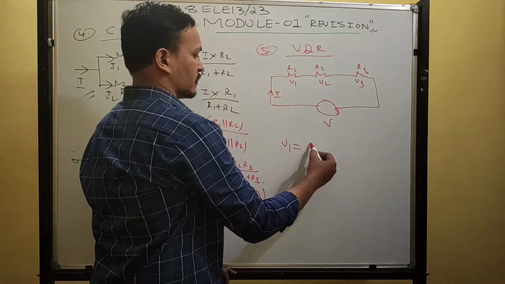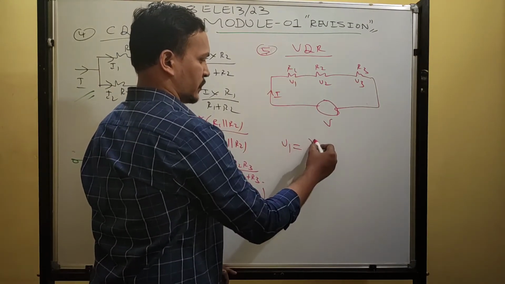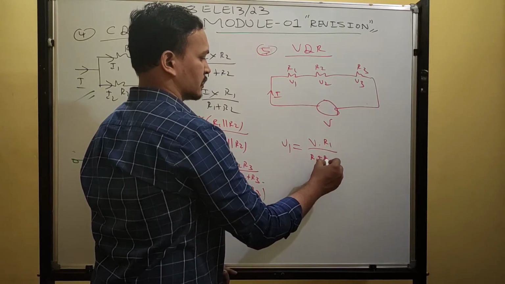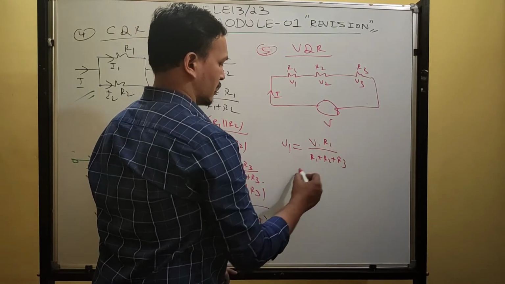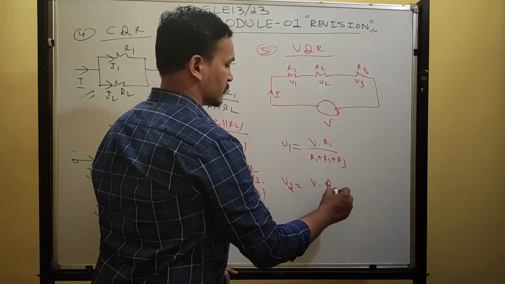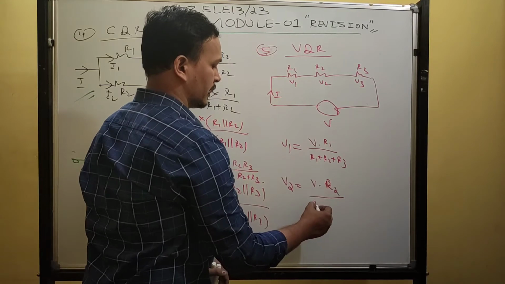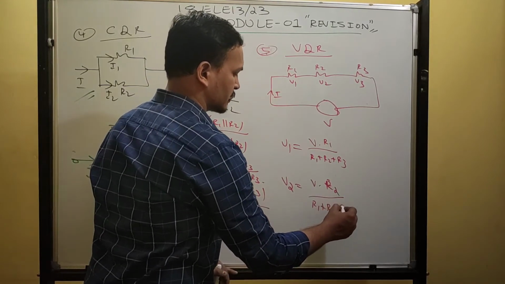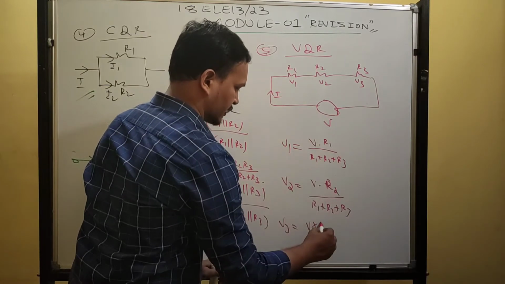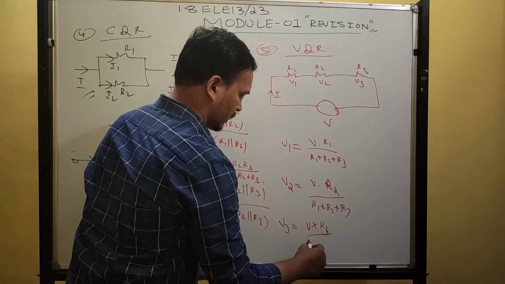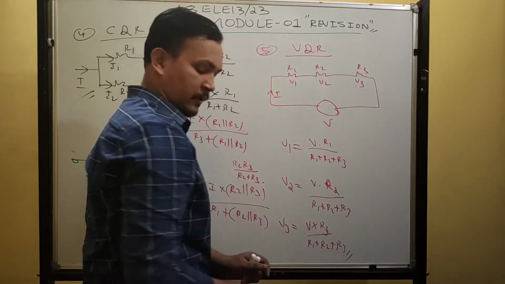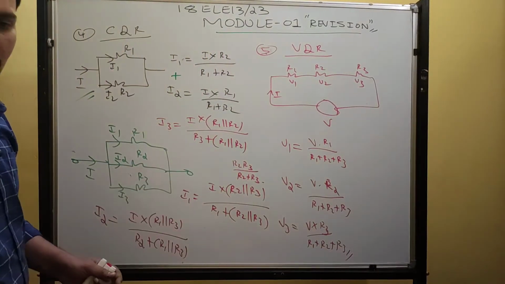How to write the voltage equation? Voltage across R1 is supply voltage into the same resistance, R1, divided by the sum of all the resistances, R1 plus R2 plus R3. What is V2? Supply voltage into R2 divided by R1 plus R2 plus R3. What is V3? Supply voltage into R3 divided by R1 plus R2 plus R3. So this is the voltage division rule.